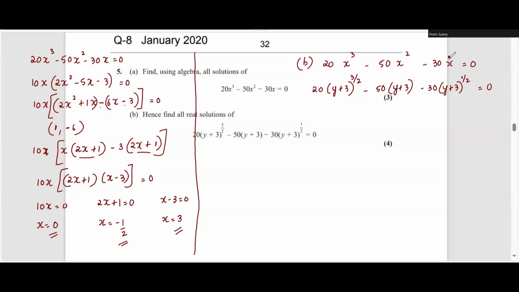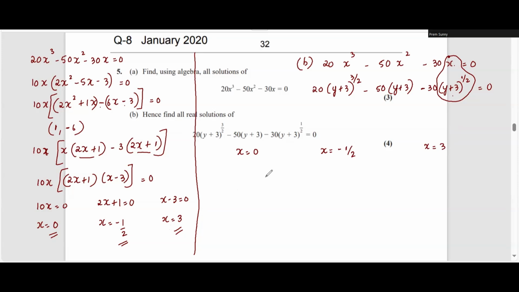Let's check only the term that has x in the original equation. So, minus 30x. And in the equation that we have to find, we have minus 30 into y plus 3 to the power of 1 by 2. When I compare them, instead of x they have used y plus 3 to the power of 1 by 2. So to solve the B part, we got the answers for x as 0, x as minus 1 by 2, and x as 3.